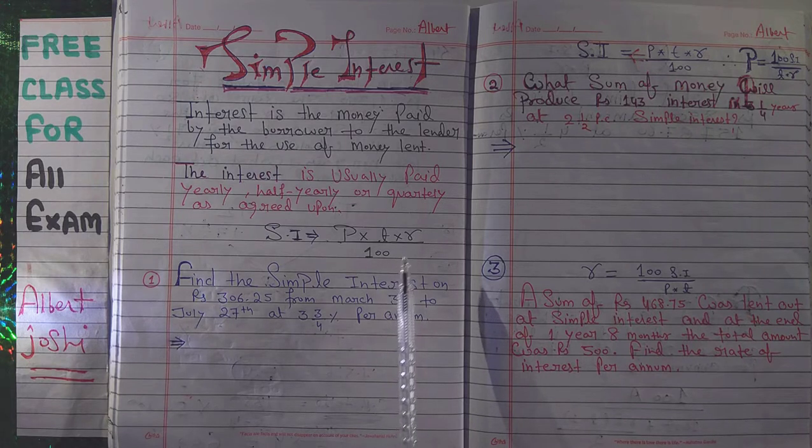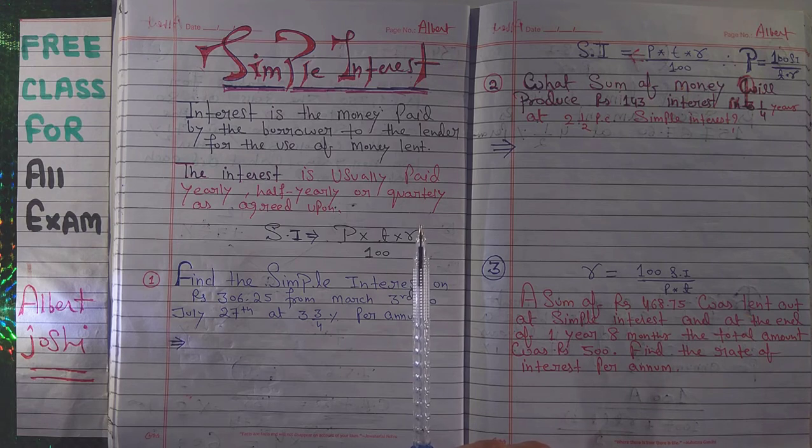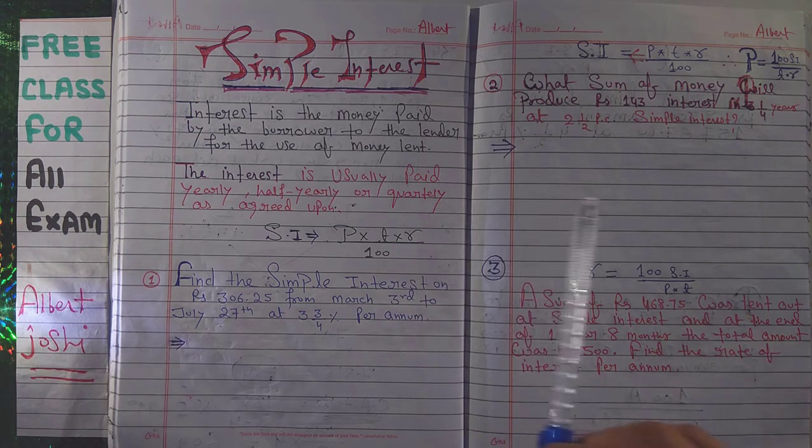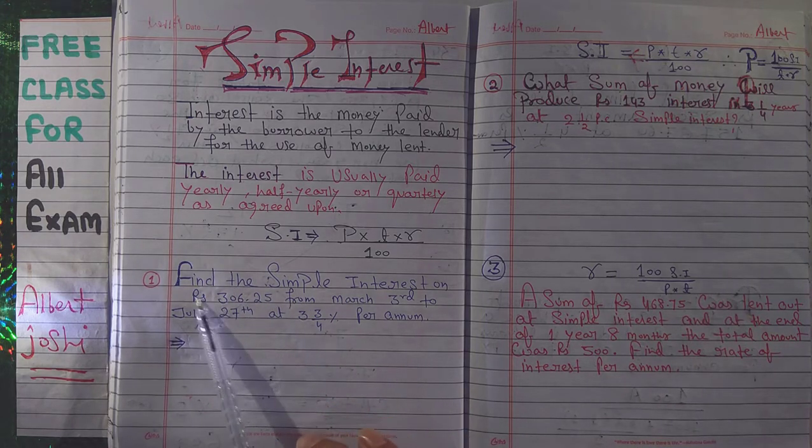When interest is calculated on the original principal for any length of time, it is called simple interest. Compound interest is defined in the next chapter. To find the simple interest, multiply the principal by the number of years and by the rate percent and divide the result by 100. So we will explain with the help of this question.